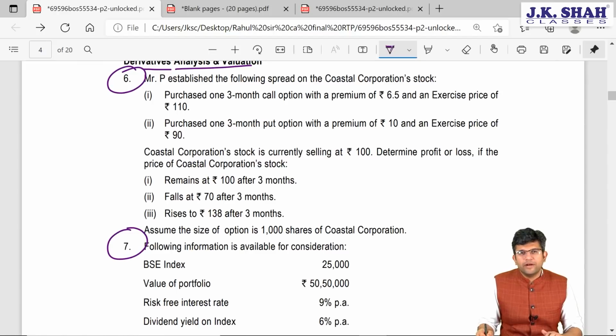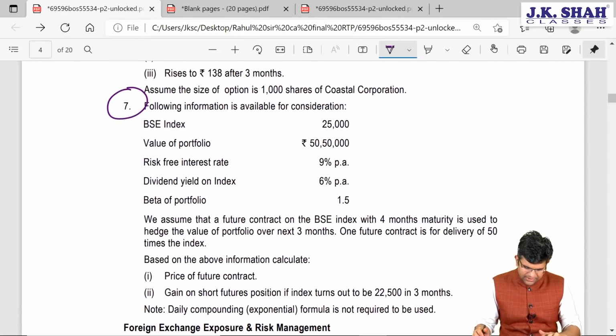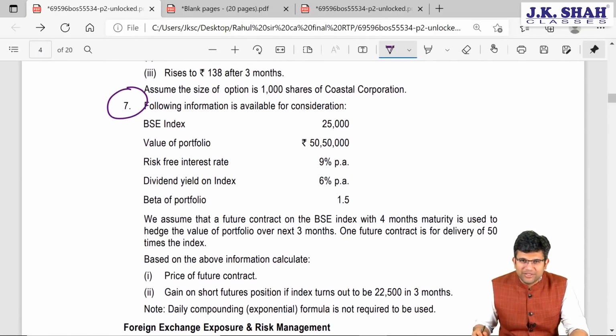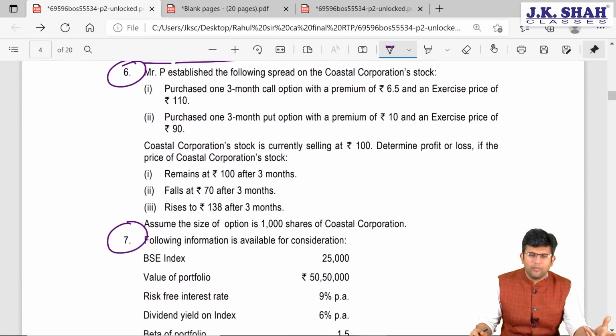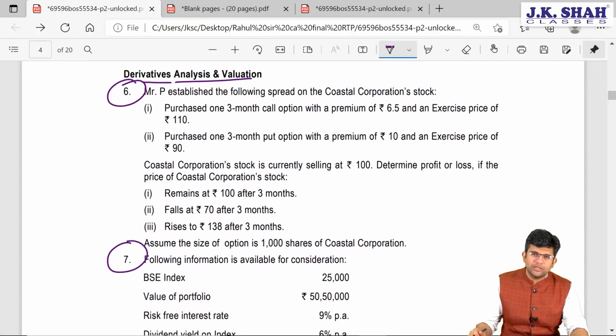Right? I have got videos already recorded for these type of questions. For question number 6, children, slightly numbers will be different. Otherwise, the setup is same. And question number 7, the numbers are also same. So children, these two questions I will now present in front of you from my video library. Please go through them. You'll be able to easily understand both questions of derivative analysis and valuation of RTP.